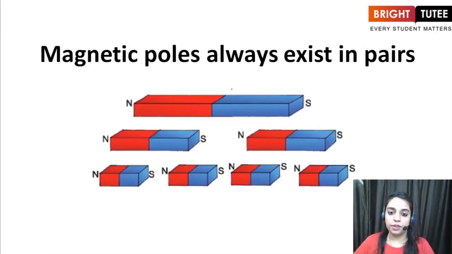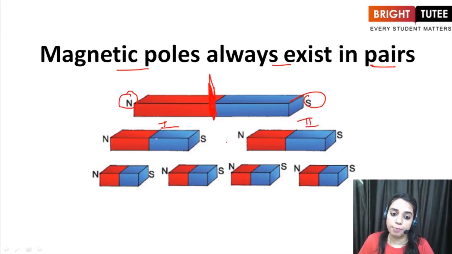Okay, so children, we have one more important point to discuss, which is that magnetic poles always exist in pairs. Suppose we have this large bar magnet, so it has two poles, north and south. Now what will happen if we cut it into two equal parts? When we cut it into two equal parts, each part, 1 and 2, will have two poles. It has its north and south pole, and this also has its north and south pole.